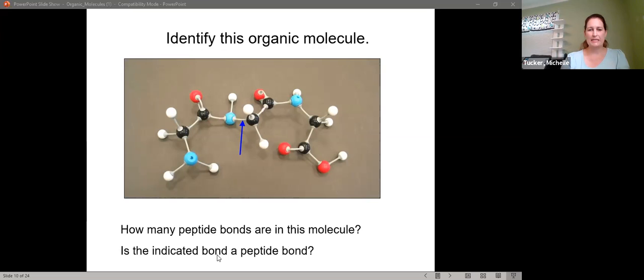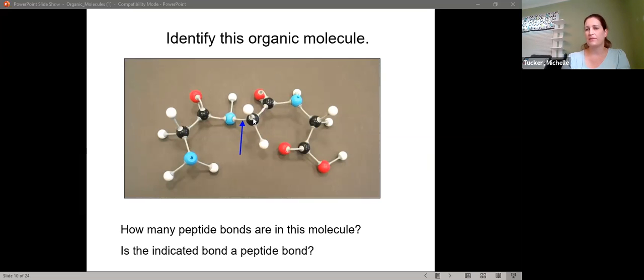So it says, is the indicated bond a peptide bond? Okay, so peptide bonds always form between carbon and nitrogen. So it passes the first test. But it doesn't pass the second test because the carbon has to be an activated carbon. So it has to be a carbon that's attached to a double bonded oxygen.